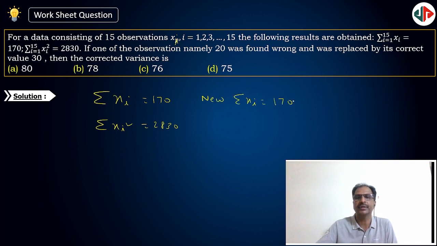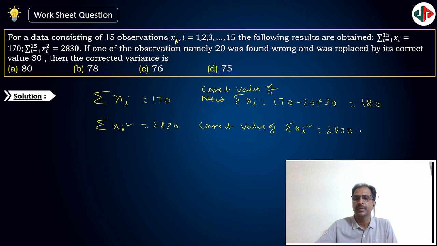Out of 170, you have to subtract 20 and add 30, because 20 was the wrong one and it was replaced by its correct value, 30. So the new, correct value of sigma xi is 180. Similarly, what is the correct value of sigma xi square?